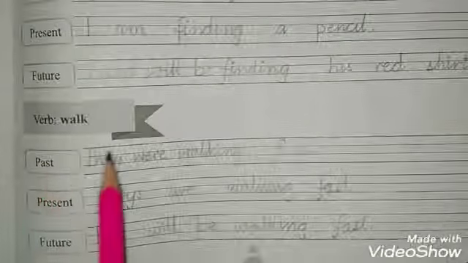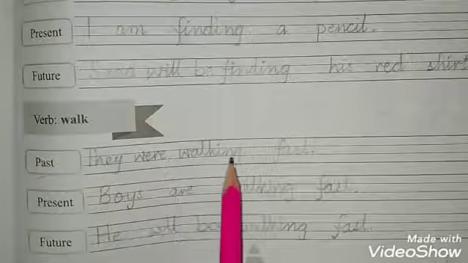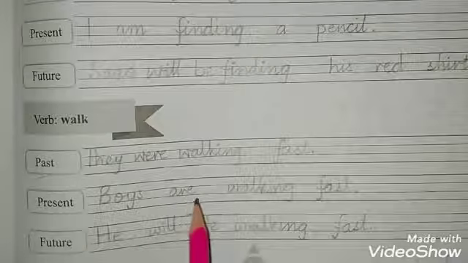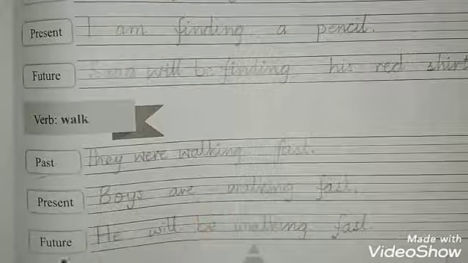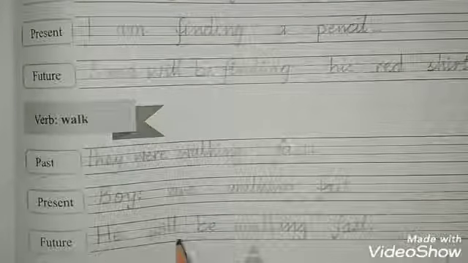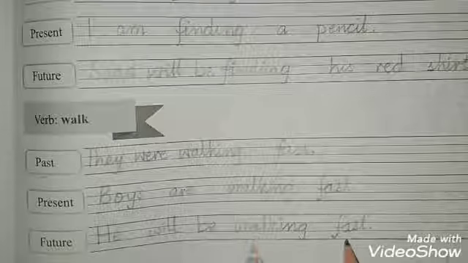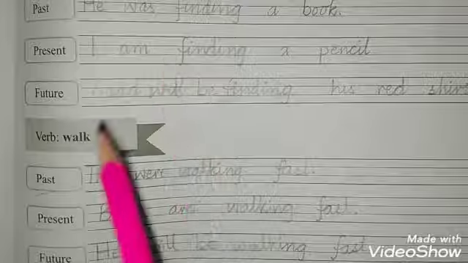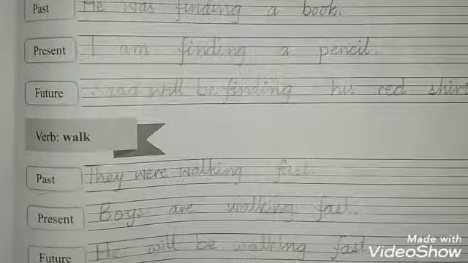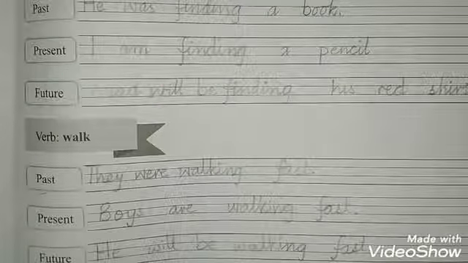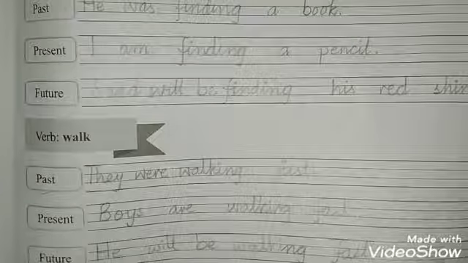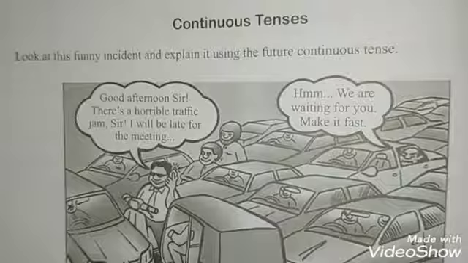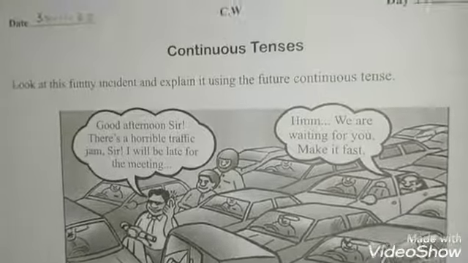Past continuous tense: they were walking fast. Present continuous: boys are walking fast. Future continuous: he will be walking fast. In these sentences, was, were, am, is, are are used as helping verbs. So move towards the next page. Next page is page number 56. Mention date and day.